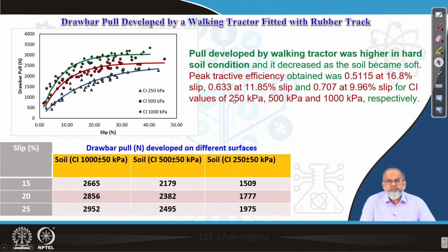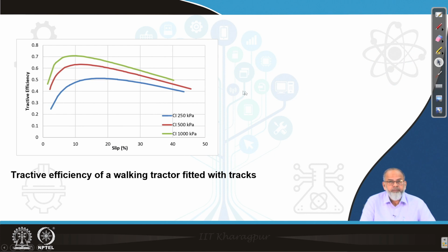So, peak tractive efficiency is derived from this pull and the coefficient of rolling resistance. Together we have to take them to find out peak tractive efficiency. That value has been indicated as 51.15%, and what is the corresponding slip. Similarly, in medium soil it is 63.3%, and in hard soil it is 70.7% at around 10% slip. So, for 3 different soil conditions it has been given, and let us now see the nature of the curve.